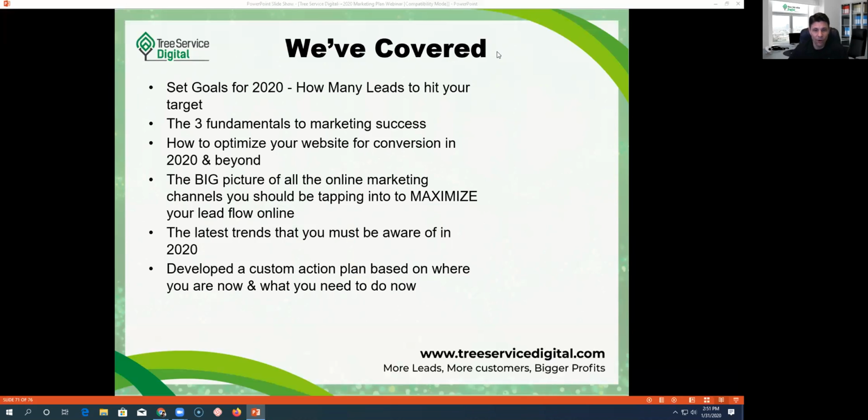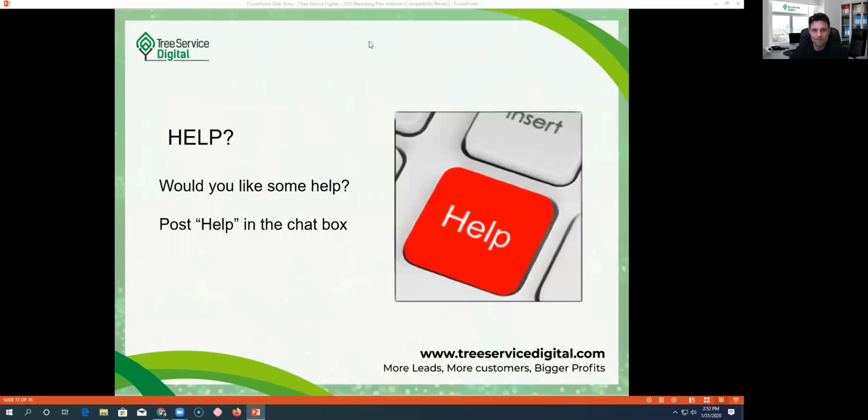The big picture of all the online marketing channels you should be tapping into to maximize your lead flow and just get calls coming in from all these different angles, multiple lines in the water. The latest trends that you must be aware of in 2020, and that's Google local services, different text messaging items that you want to have in place if you want to really maximize your communication with people and convert more of those folks. Some people just don't want to talk on the phone for whatever reason. They just want to text. Developed a custom action plan based on where you are now and what you need to do now to make 2020 your best year yet, to get that marketing coming in.